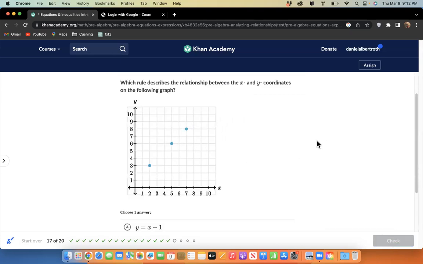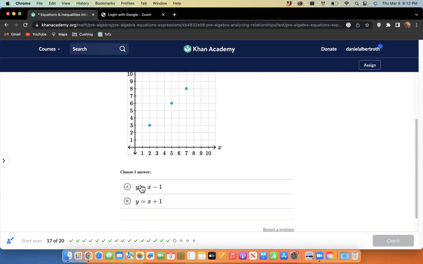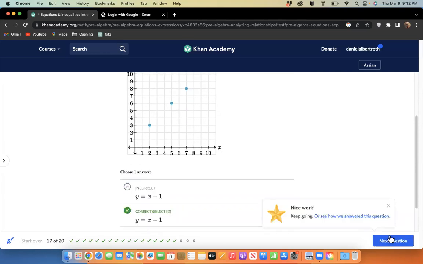Which rule describes the relationship between the x and y coordinates in the following graph? So when x is 2, y is 3. When x is 5, y is 6. So it looks like y is 1 greater than x. When x is 7, y should be 8, which it is. So it's going to be x plus 1. There you go.